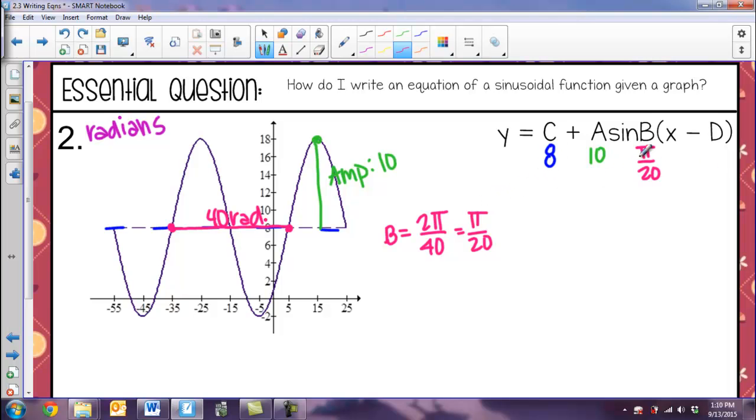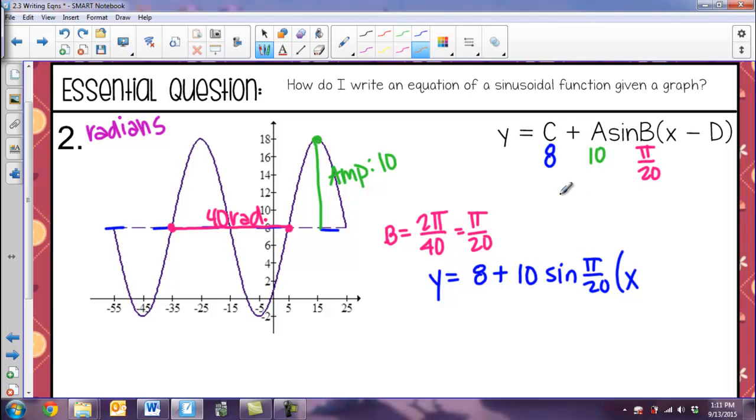It's just D that's going to change. So let's go ahead and try to write this as a sine graph. So we're going to have y equals 8 plus 10 sine of pi over 20. And now I need to find my D values. So for D, remember, you're going to pick a point where it would have started.